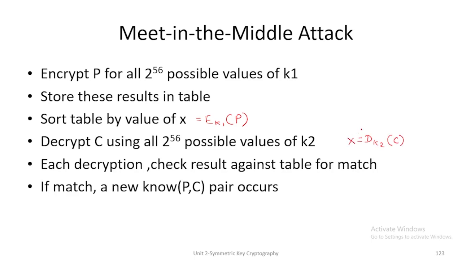That is also implemented with 2 power 56 possible values. This is also sorted out. So for implementing this type of attack, the attacker should know the corresponding plaintext and ciphertext values. Using the known plaintext and known ciphertext value, the attacker is trying to find out the K1 and K2 value. So that is the main motive of the meet in the middle attack.